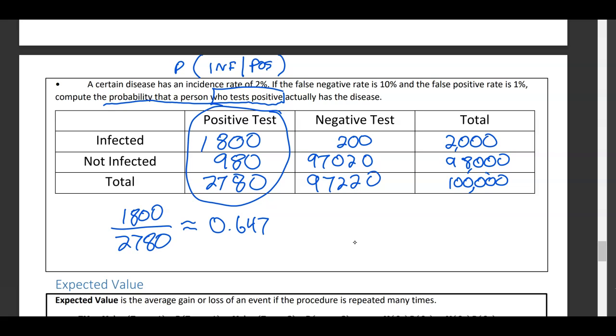And this is with a very low 1% false positive rate. A lot of tests have a higher percent rate than that for false positives. But we determined 64.5% of the people that get a positive test result were actually infected. The rest of them were not.